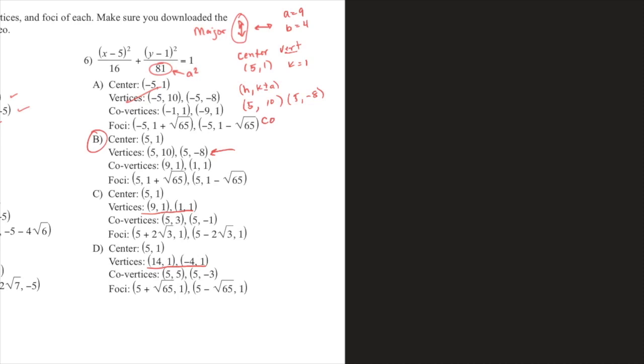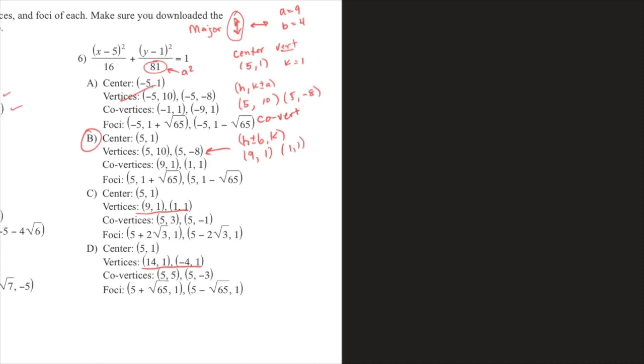Let's do co-vertices now. So co-vertices, this is going to be h plus and minus b, comma, k. Actually, those aren't even on your formula sheet, so you might want to write those down. Let's go ahead and label these out. We're going to take our h and add b to it. So 4 plus 5 is going to be 9, comma, k, which is 1. And then this time we'll do 5 minus 4, which would be 1, comma, 1.